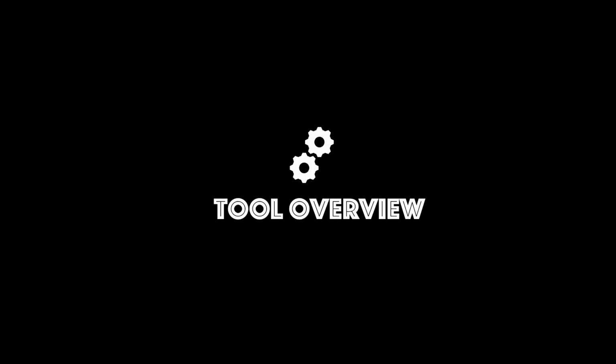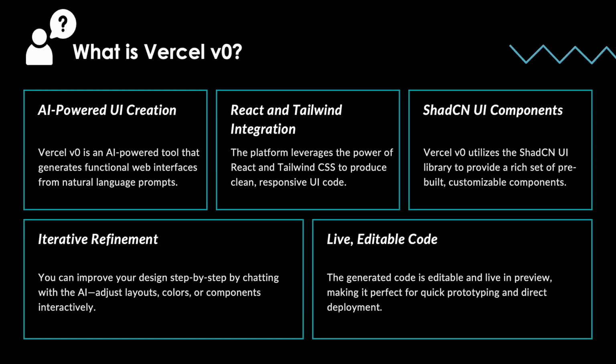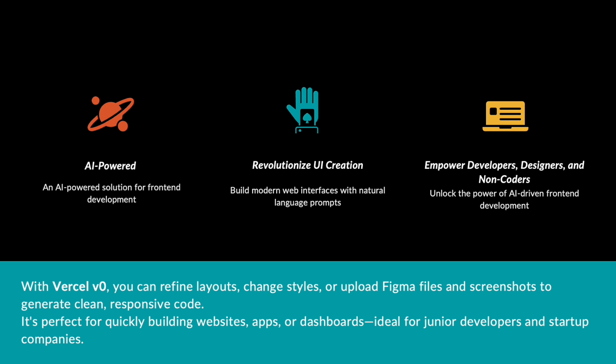First, let's talk about what this tool does. V0 is designed especially to simplify front-end development. You simply type a prompt like "create a product page with a hero section and pricing cards," and V0 instantly generates a fully responsive UI using React, CSS, and shadcn/ui components. You can refine it with more prompts, change colors, adjust layout, or even upload a wireframe or a Figma file to convert designs into clean code automatically. It's incredibly useful for anyone building websites, apps, dashboards, or landing pages, especially for junior developers and startup companies.